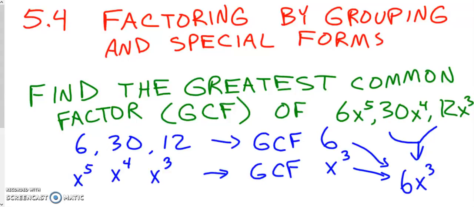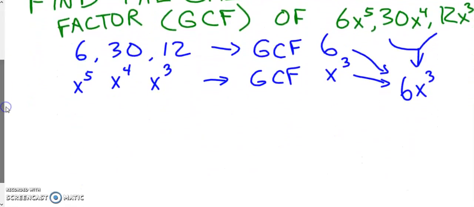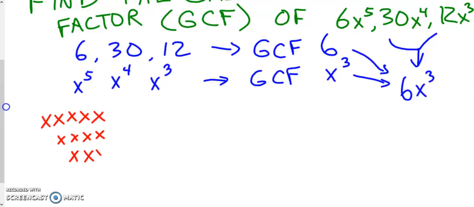Now, to help you understand how the x cubed works, let's take a look at x to the 5th. You have 5 x's that are multiplied together. X to the 4th would be 4 x's multiplied together, and x cubed would be 3 x's multiplied together. As you can see, the biggest number of x's that's in all three of these would be 3. So there's 3 right there, there's 3 right there, and there's 3 right there. It can't be x to the 4th.